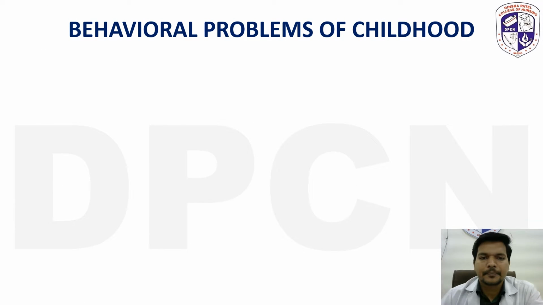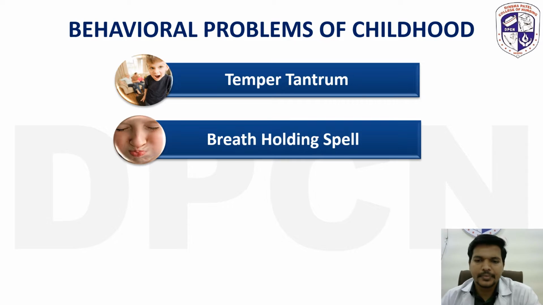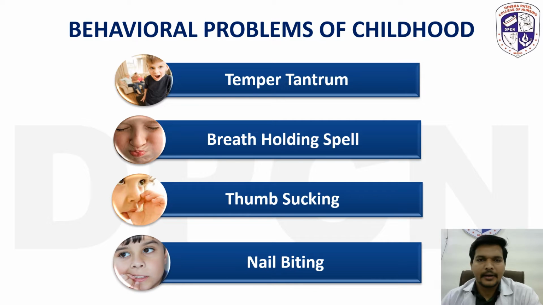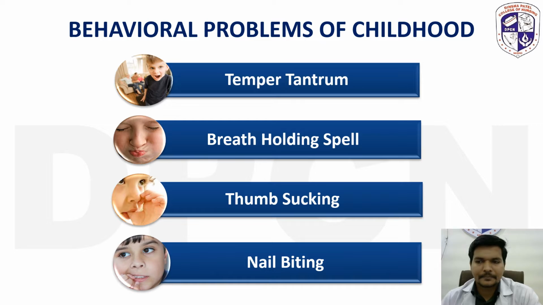Here we are going to discuss behavior problems of childhood. Childhood, the age of 1 to 3 years, we can say is the toddler age, which has behavior problems. There are various behavior problems in childhood. First is temper tantrum, then breath holding spell, thumb sucking, and nail biting. We are going to discuss these one by one.